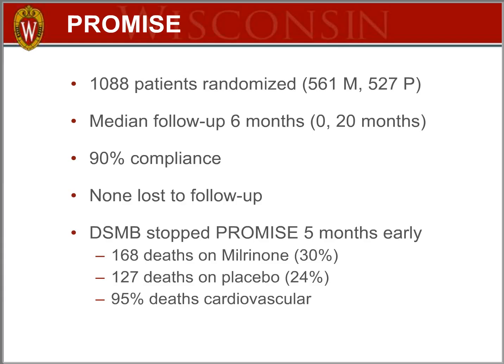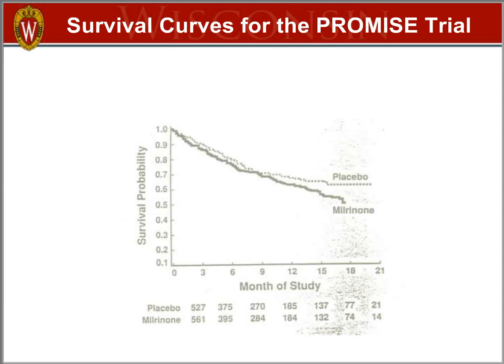As I said, the trial was stopped 5 months early because there were increased excess deaths on milrinone compared to placebo. And I've indicated here the two Kaplan-Meier curves that appeared in the publication of this study. The mortality rate on placebo is better than that on milrinone.